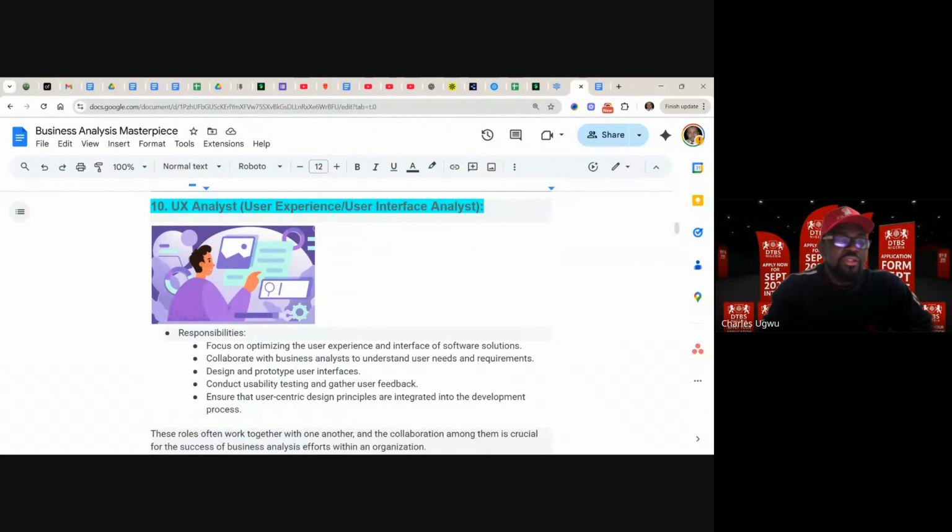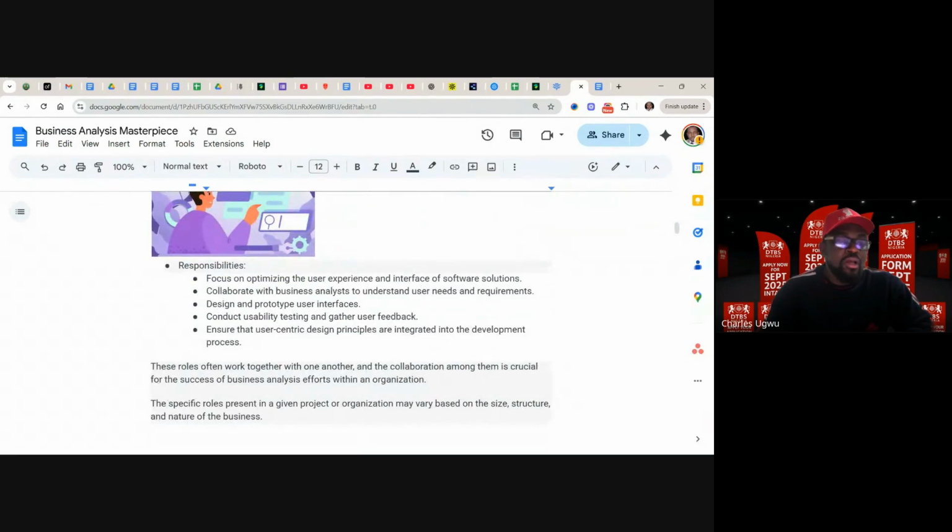So the responsibilities of UX UI designers or analysts are focusing on optimizing the user experience and interface of a software. Yeah, it makes things easier for us. Customer first and mobile first. This is what it is today. Everything is now mobile first. So it must be captured in a mobile phone design, because most people are going to be using mobile to access this product. So mobile first, no longer laptop first or desktop first.